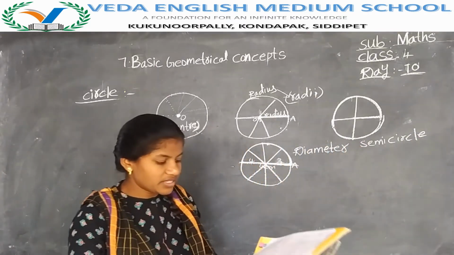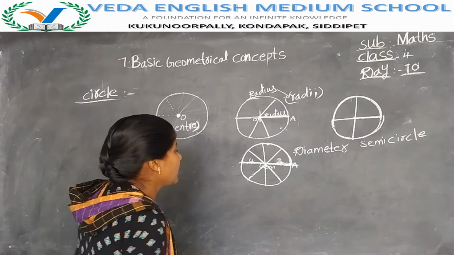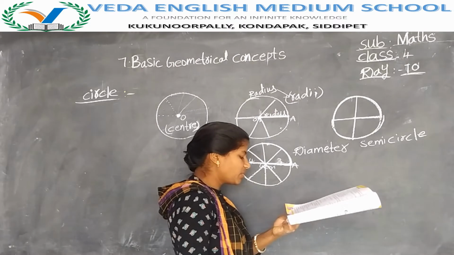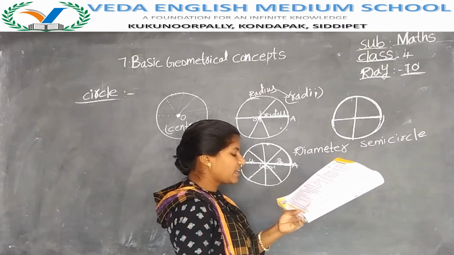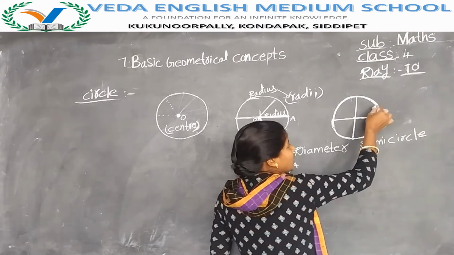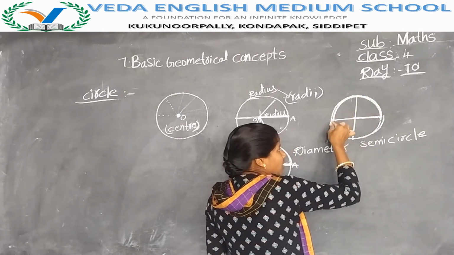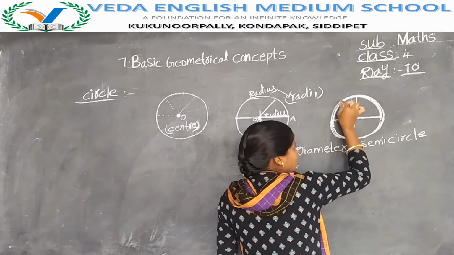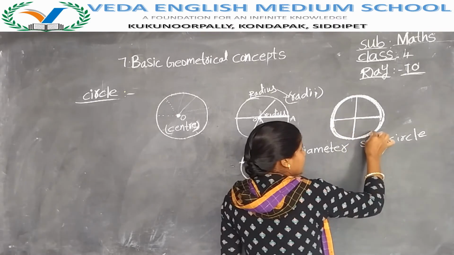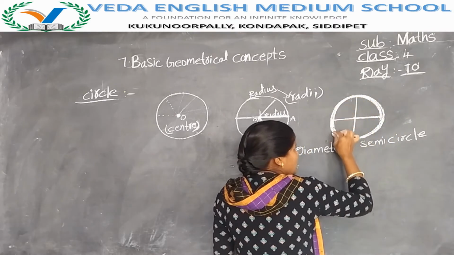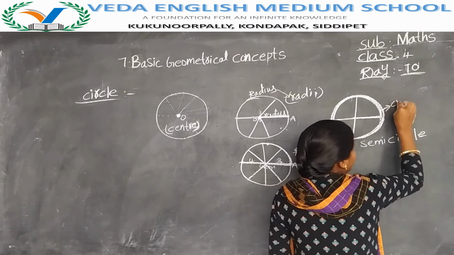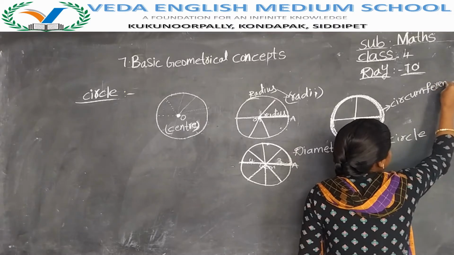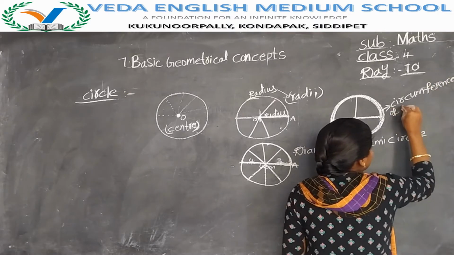Okay. Next, circumference of the circle. The diameter of the circle has been completed. Circumference of the circle is nothing but the length of the boundary of a circle. Boundary means around the circle. The length of the boundary means around. The place around the circle is called the circumference of the circle. The length of the boundary of the circle is called circumference of the circle. Measuring around the circle like this is called circumference of the circle.